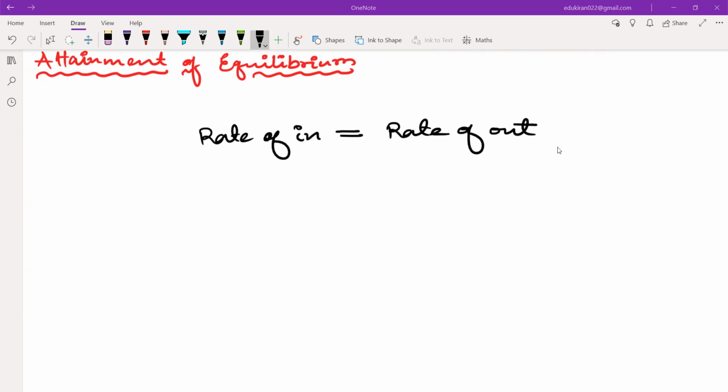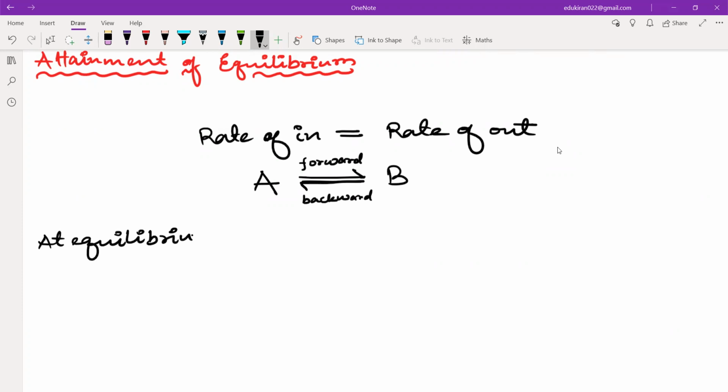Now, similarly, if I'm going from reactant A to B, this is a reversible reaction. When the equilibrium is achieved, if A is going to B, this is known as the forward reaction, and if B is going back to A, this is known as the backward reaction. A to B is forward and B to A is backward, and hence at equilibrium, the rate of forward reaction is equal to the rate of backward reaction.